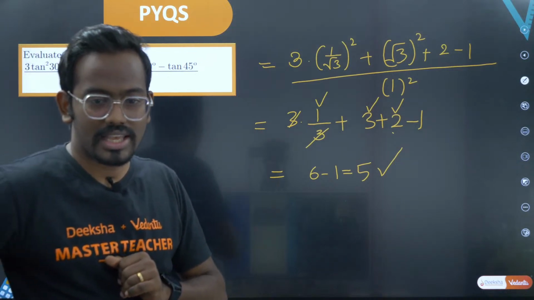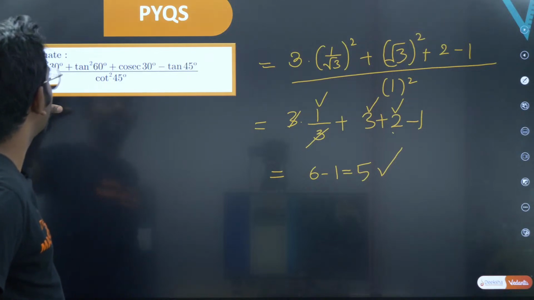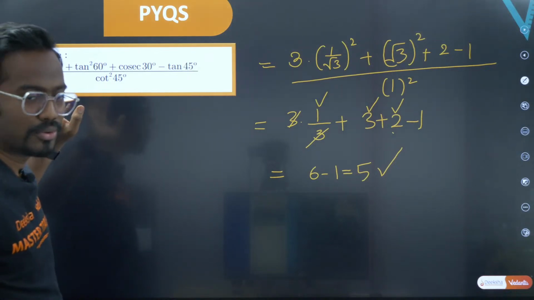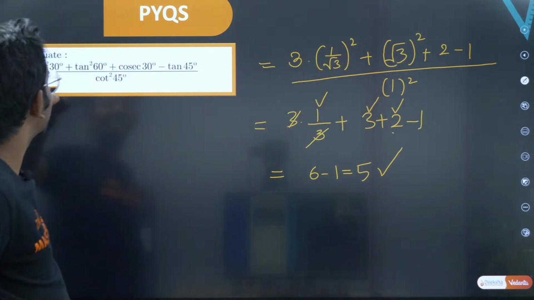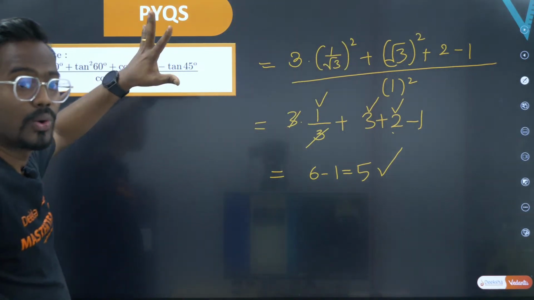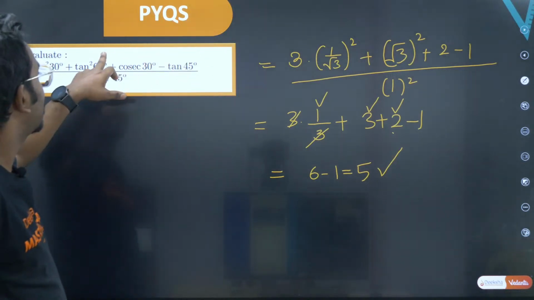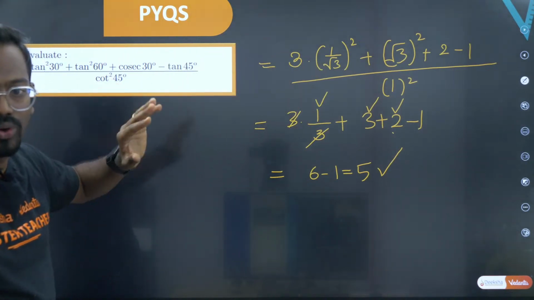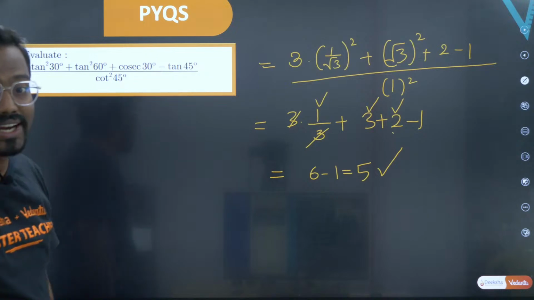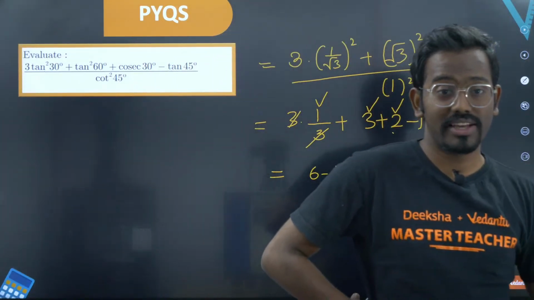Sir, Vishal says please repeat once. So there is nothing to repeat over here. Tan 30 is basically 1 by root 3. So I have taken 1 by root 3 whole square. See, tan square 30 is 1 by root 3 whole square. Similarly, tan square 60 is root 3 whole square. Similarly, cosecant 30 means 2. So you already know these things from the standard angles table. If you are getting confused, I want you to go to the previous video.